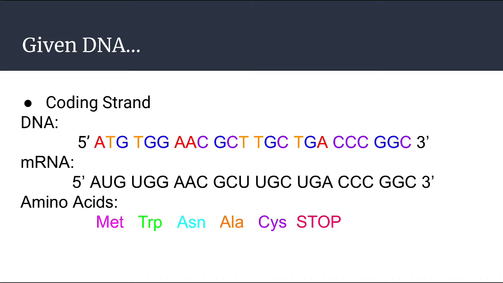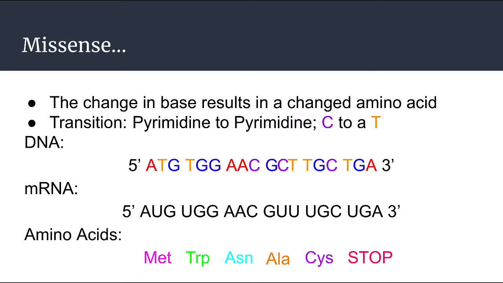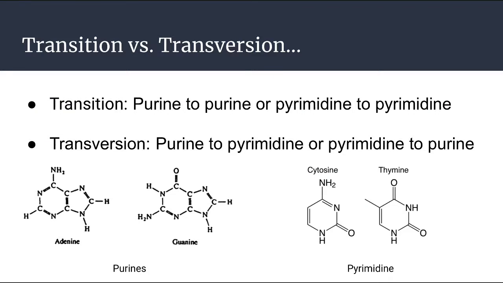Based on this piece of DNA, we can explore the different point mutations, starting with a missense. A missense occurs when the change in base results in a changed amino acid. If we were to switch the C to a T in the 4th codon of the DNA, that would change the mRNA codon from GCU to GUU, which would change the amino acid from ALA to VAL. This would be a transition, as the base would change from a pyrimidine to another pyrimidine as we changed a C to a T. A transition is a change to the same type of base, such as a purine to a purine or a pyrimidine to a pyrimidine, while a transversion changes the type of base, such as a purine to a pyrimidine or a pyrimidine to a purine.